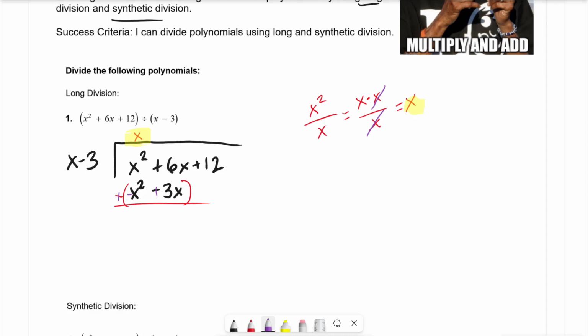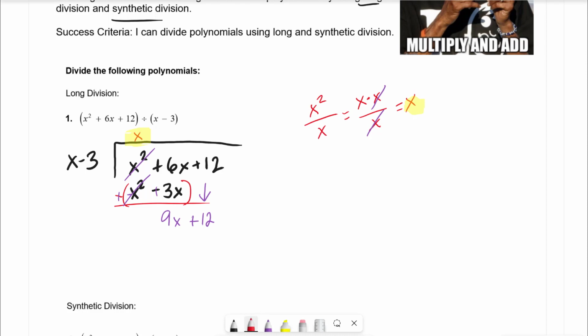You can see I've got x squared and negative x squared, and guess what? Those are opposites of each other. They're going to cancel each other out. Now I've got 6x plus 3x, and that's going to be 9x. Now before I move on, I do want to bring down the next expression, we want to bring down that 12. And now we repeat the same process.